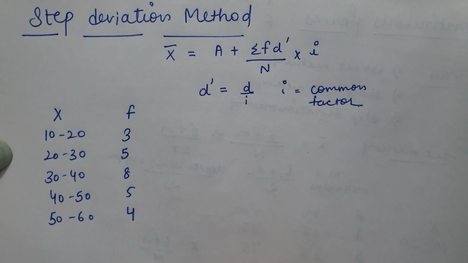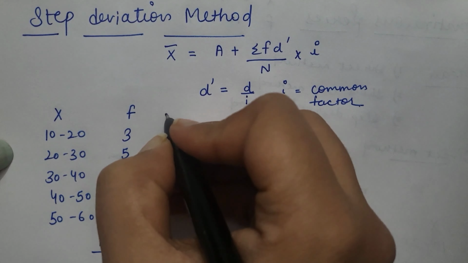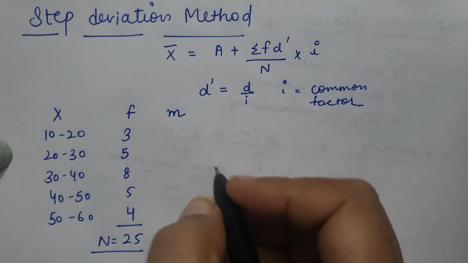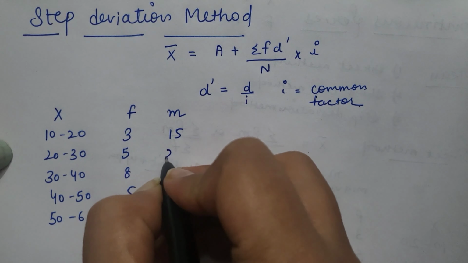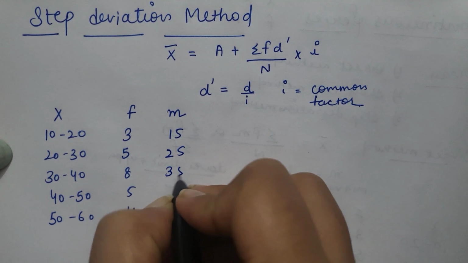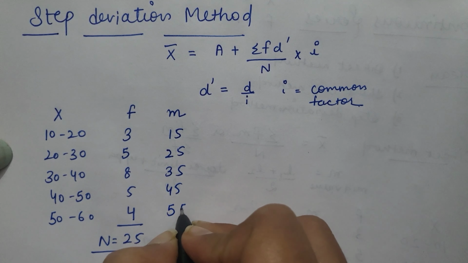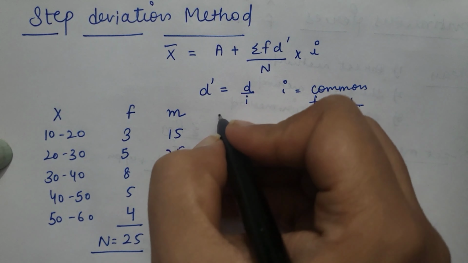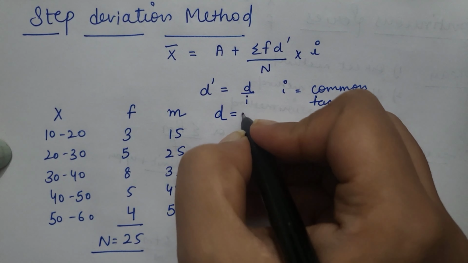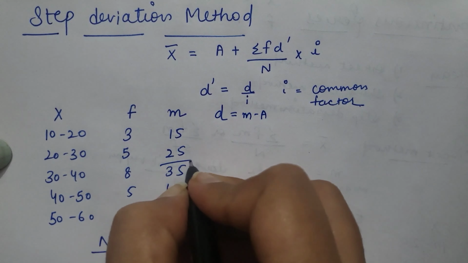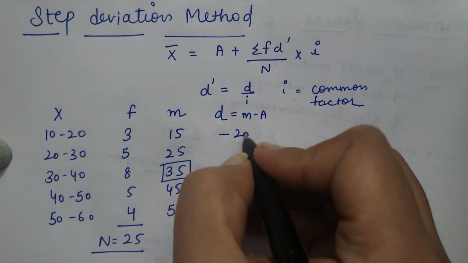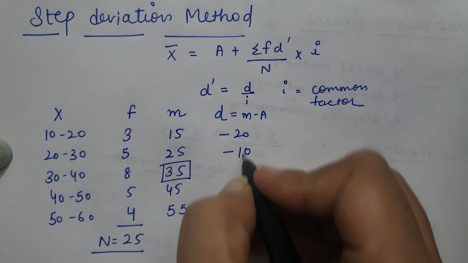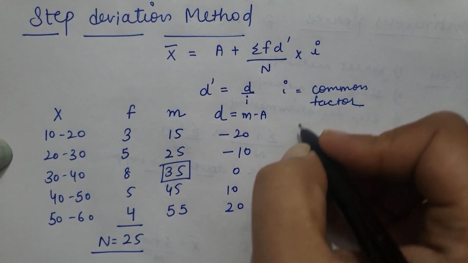This was the statement. Sum of frequency was 25. First column, mid value. Mid value can be calculated by the average of the class intervals like this. Now you have to calculate d, which is calculated as m minus a. Assuming 35 as the mean here: 15 minus 35 is minus 20, minus 10, 0, 10 and 20.